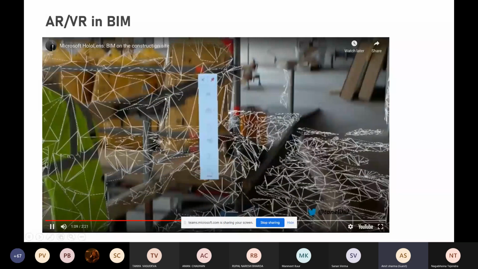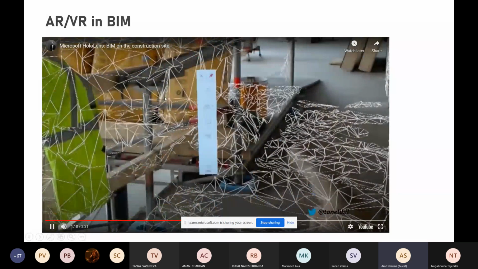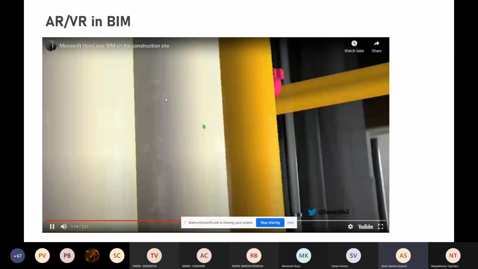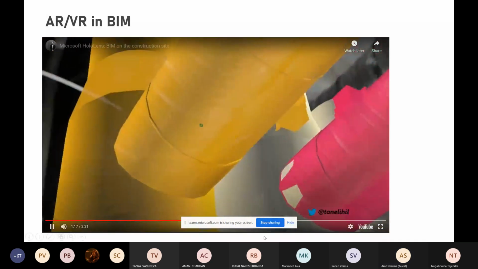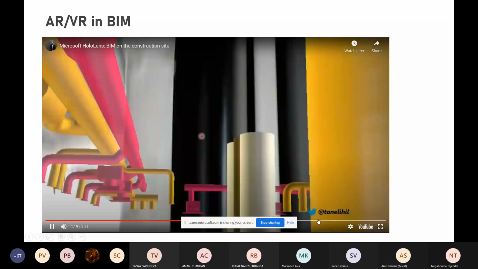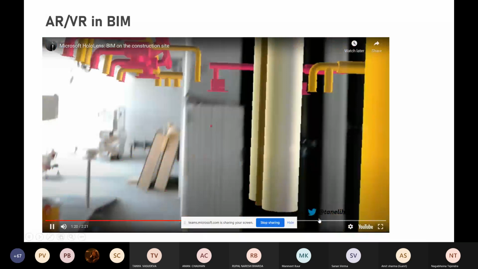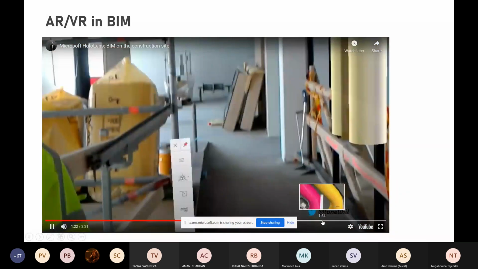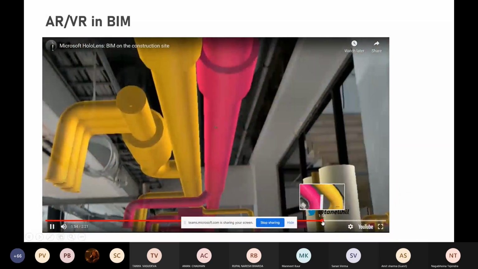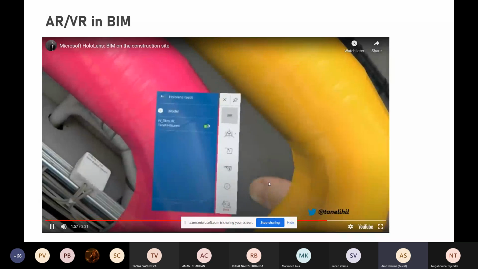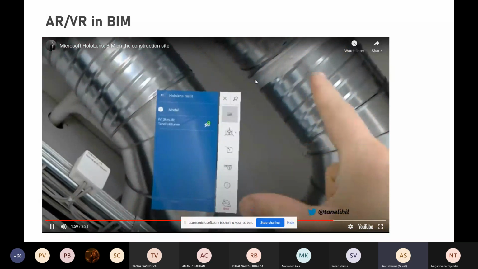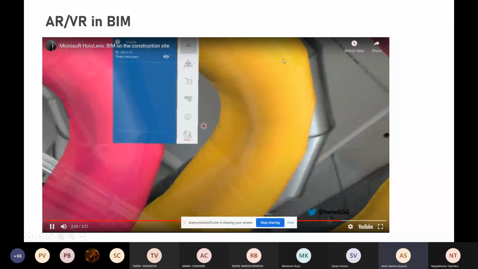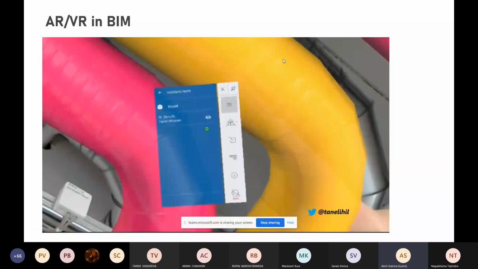It's a little expensive right now, but it saves a lot of money when we have to do renovations. You can measure anything. If you want to measure a distance between two things, you can use your fingers to do that. It's pretty amazing.